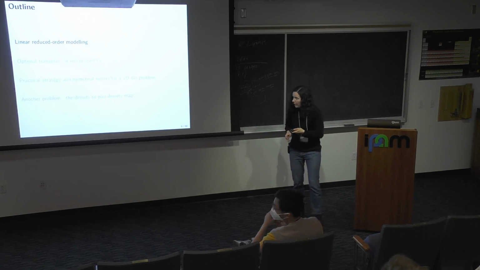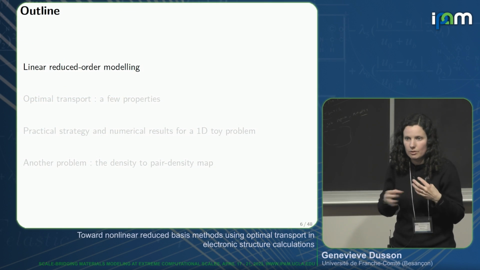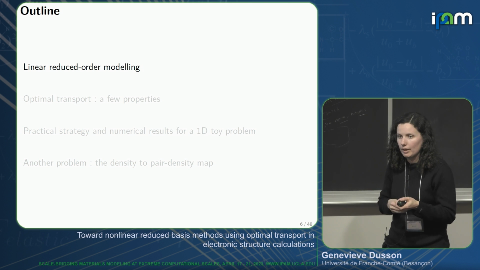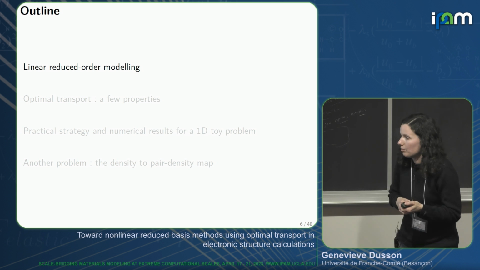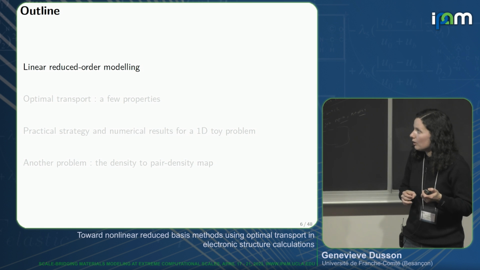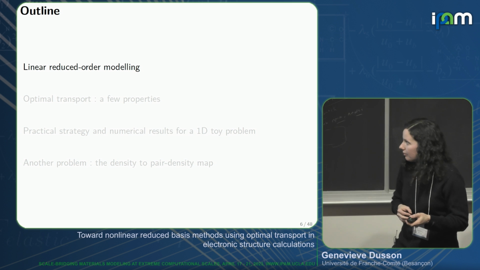Okay, and so this idea of finding a good representative set of solutions is really close to what is called reduced order modeling, and in particular the linear reduced order modeling. So I will start my presentation by describing this a little bit and showing why in our case this doesn't fully work.